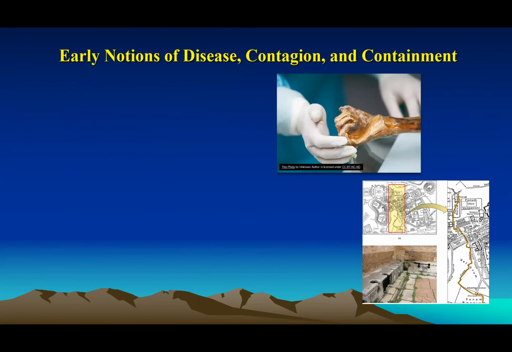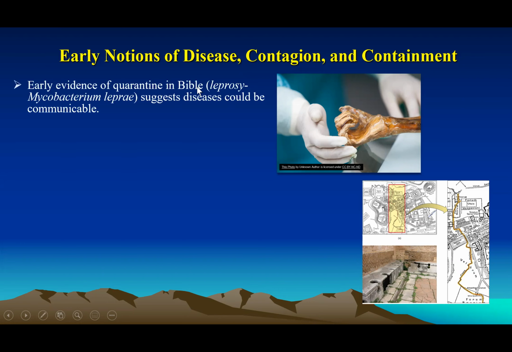So what are our early notions of disease, contagion, and containment? Again, there's endless proof to show that our ancestors did have some clues about what caused disease. There's evidence in the Bible about how people with leprosy were quarantined. So they knew there was something causing the disease, and they knew that quarantine helped to manage the spread of the disease. And this picture is Otzi, the Iceman.